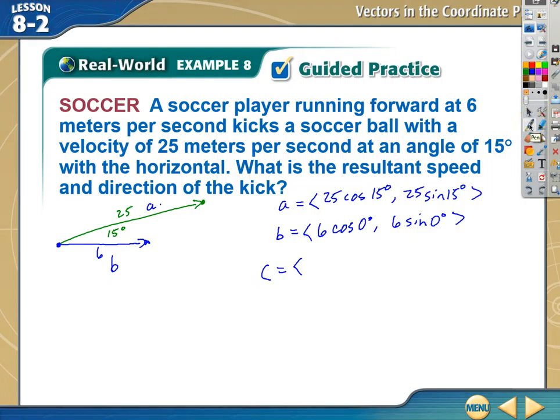And remember, C is a resultant vector. Right. So I'm going to add up my components, add these up. And when I do that, I'm going to have to get a calculator. It gives me 13.148, comma, add the two sine parts up, and I get 6.470.